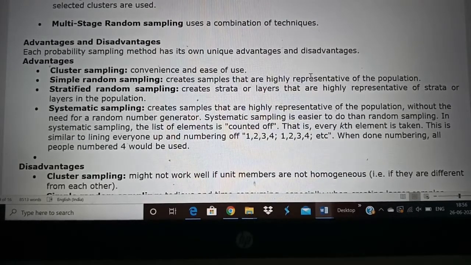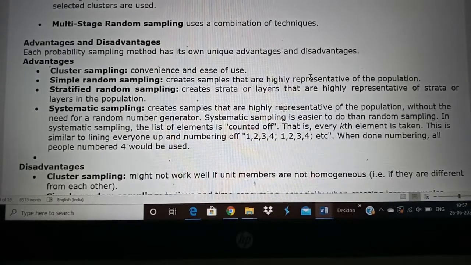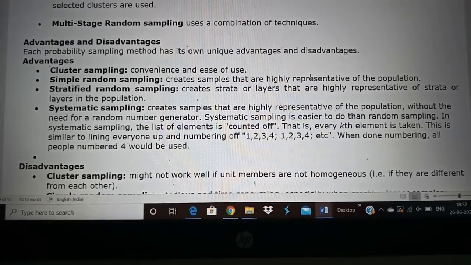The cluster sampling advantage: it is convenient and easy to use. The advantage of simple random sampling is it represents the whole population, because you are randomly selecting. Each person has an equal chance of being selected, so there is no bias when you select the samples. The next is stratified random sampling, because you create layers or strata. Stratify means you mark different groups and then select from different groups. So every group has an equal chance of getting a few numbers selected.